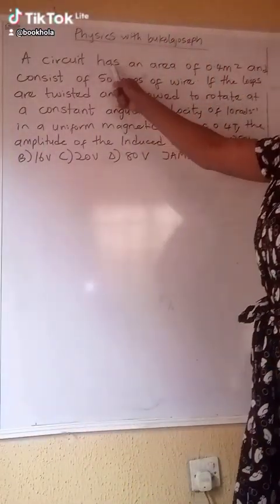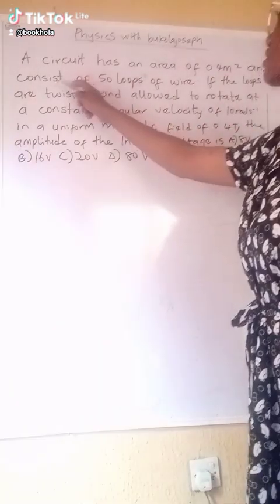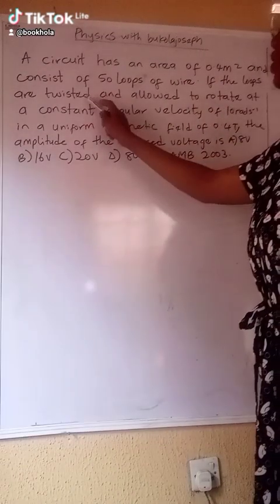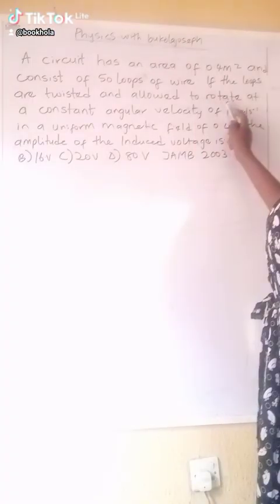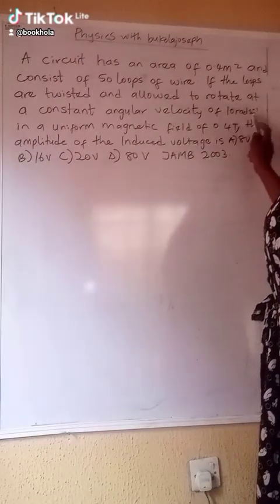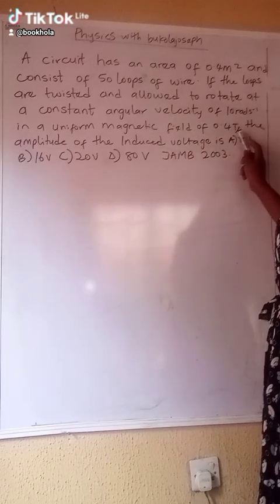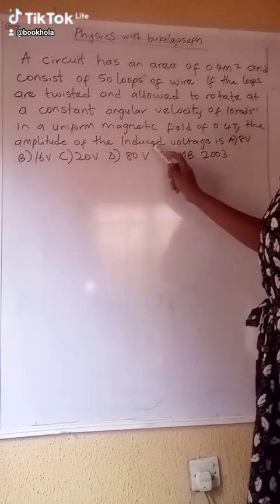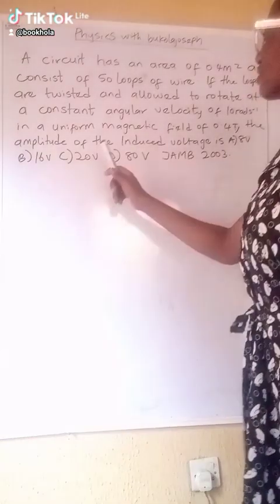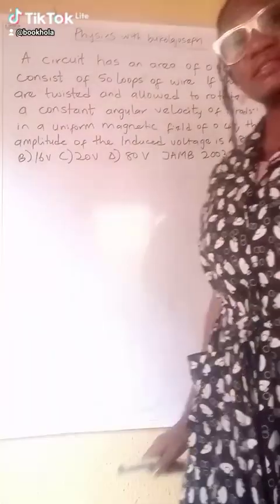A circuit has an area of 0.4 meters squared and consists of 50 loops of wire. If the loops are twisted and allowed to rotate at a constant angular velocity of 10 rad per second in a uniform magnetic field of 0.4 Tesla, the amplitude of the induced voltage is: A, 8 volt; B, 16 volt; C, 20 volt; D, 80 volt. JAM 2003.